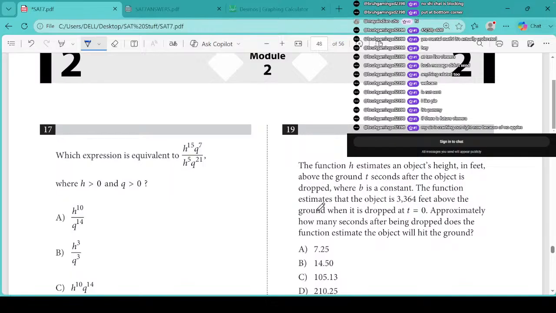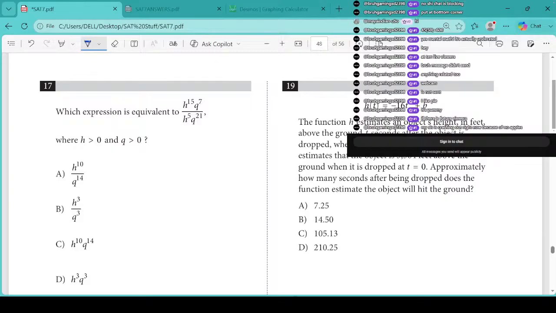Let's move on to question 17. Which expression is equivalent to that? Well, h is more than 0, q is more than 0. Just go ahead and cancel them out because it's not 0. So if you cancel the top and bottom out, you get h to the power of 10.